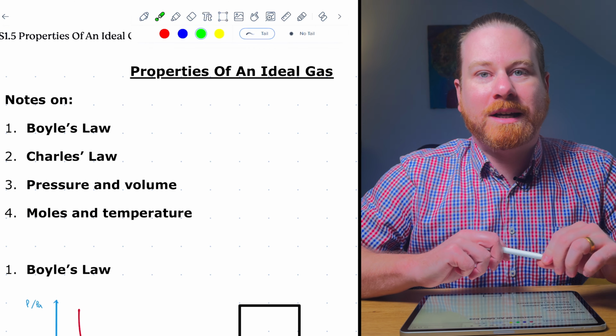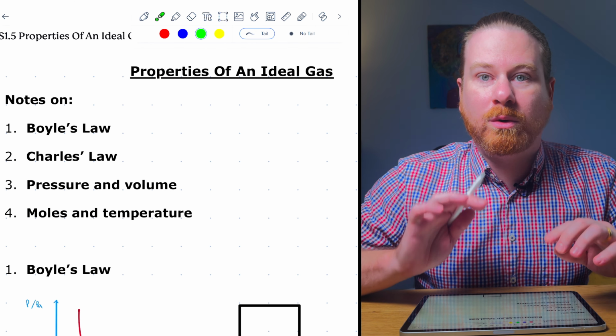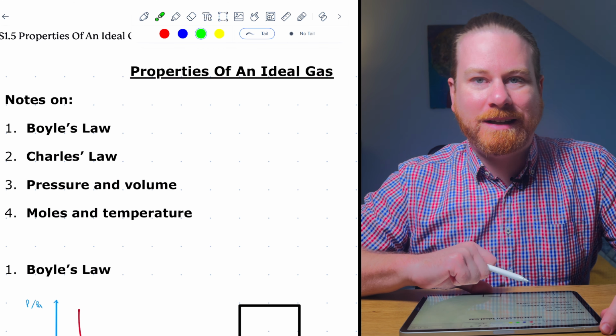With ideal gases, pressure, volume, temperature, and number of moles of the gas are all linked. But before we look at the ideal gas equation, we need to understand these relationships.